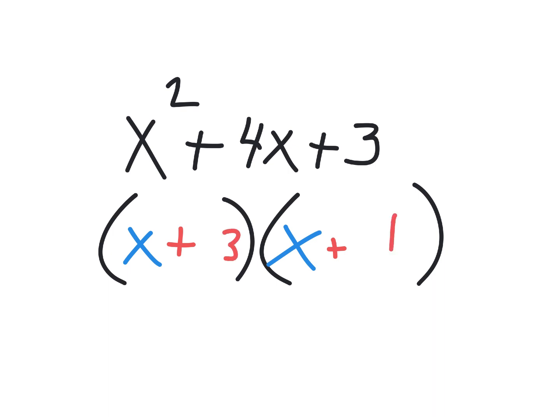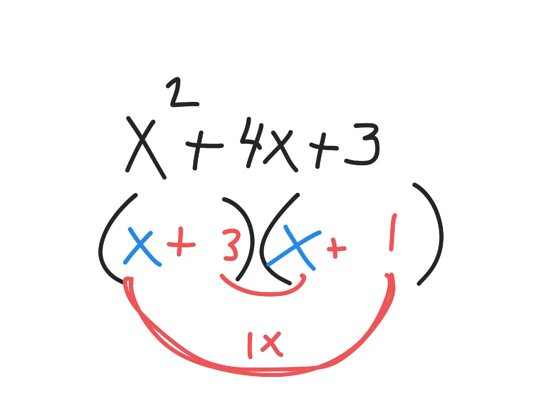And then you'd be pretty sure you're right, but how do you check it? Outside and inside is where it's at. The outside makes 1 times x is 1x. The inside makes 3x. Put them together, you get 4x. That's what I wanted. Boom, I know I'm right. Raise your hand if you got that one right. Okay, now we'll step up the difficulty level.